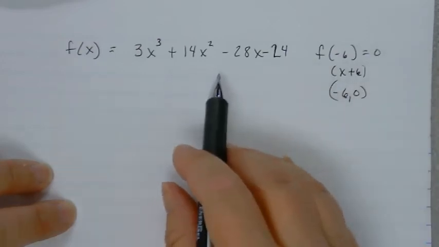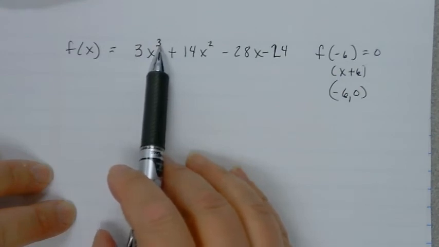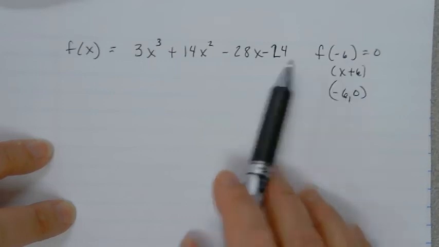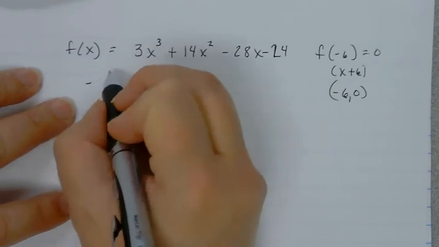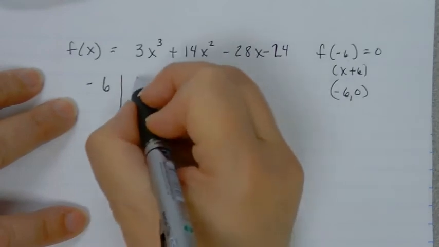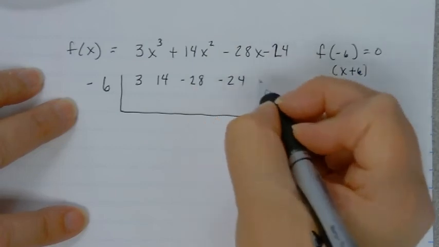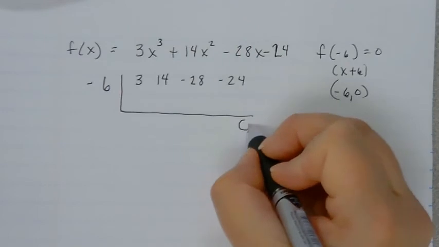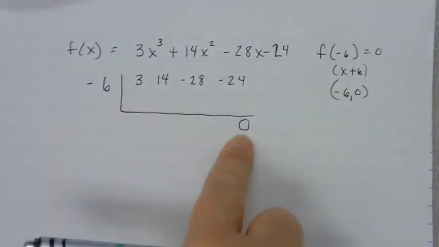I should have a couple more factors because I know I need to have 3 zeros because this is x to the third. So I'm going to use the first 0 I have to help me get this down to an x squared polynomial. So in my synthetic division, I'm going to have negative 6 on the outside, and I'll have 3, 14, negative 28, and negative 24. My hope is that since negative 6 is a 0, I should have a 0 right here when I work this out. The input's negative 6, the output is 0.